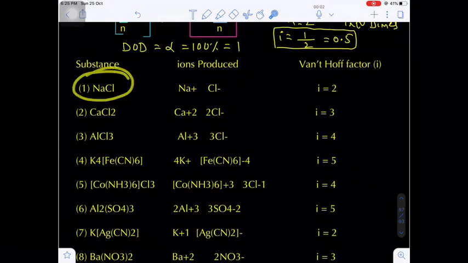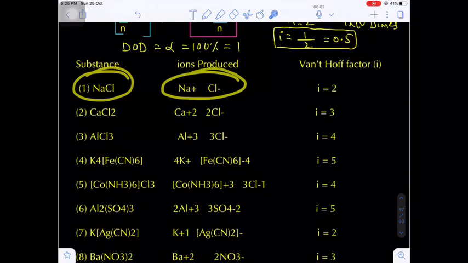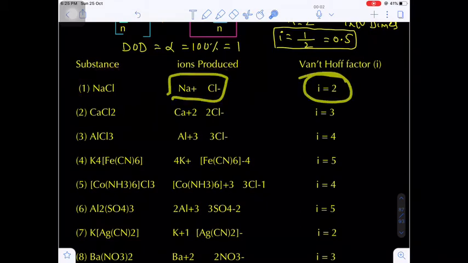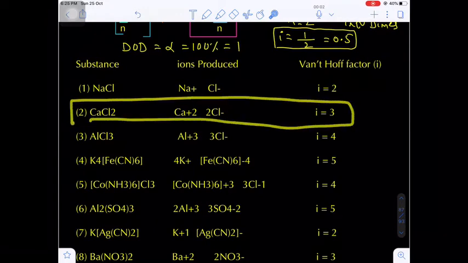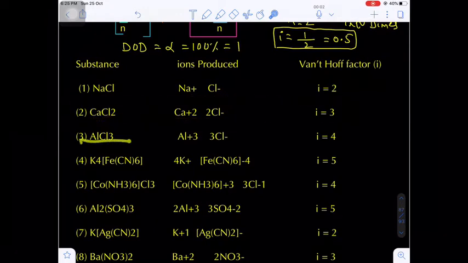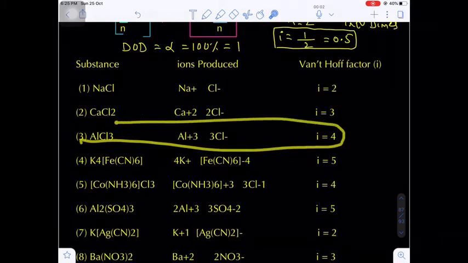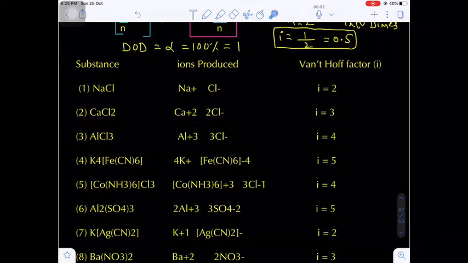The first compound, NaCl, dissociates as Na plus and Cl minus. So how many total ions? 1 plus 1, 2. That will be the iota. Similarly, calcium chloride, 1 calcium and 2 chloride ions. So 1 plus 2, 3. Aluminum chloride, 1 aluminum cation, 3 chloride ions, 1 plus 3, that is 4.